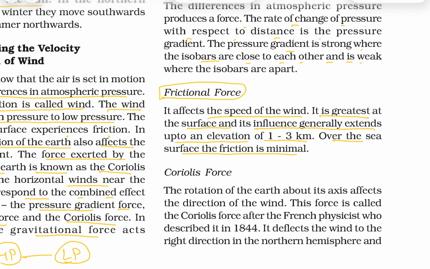Now, friction. What is friction? Friction is the resistance to movement.